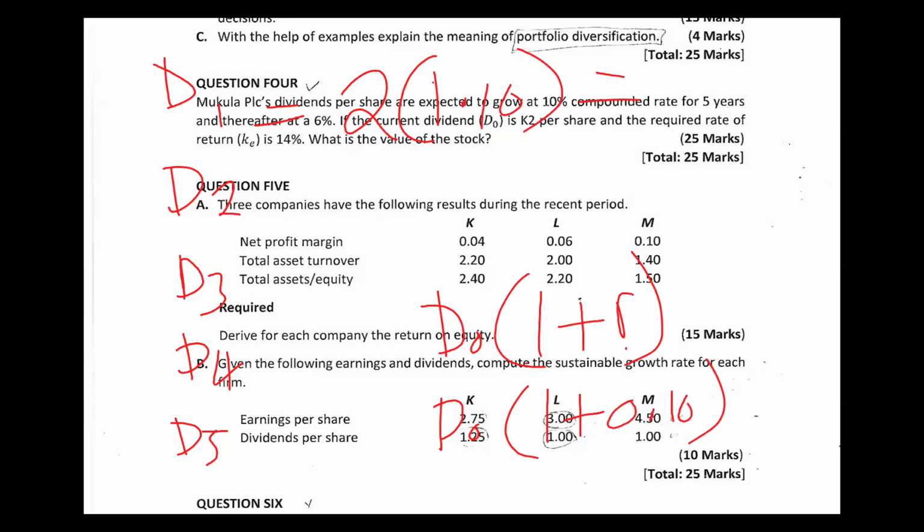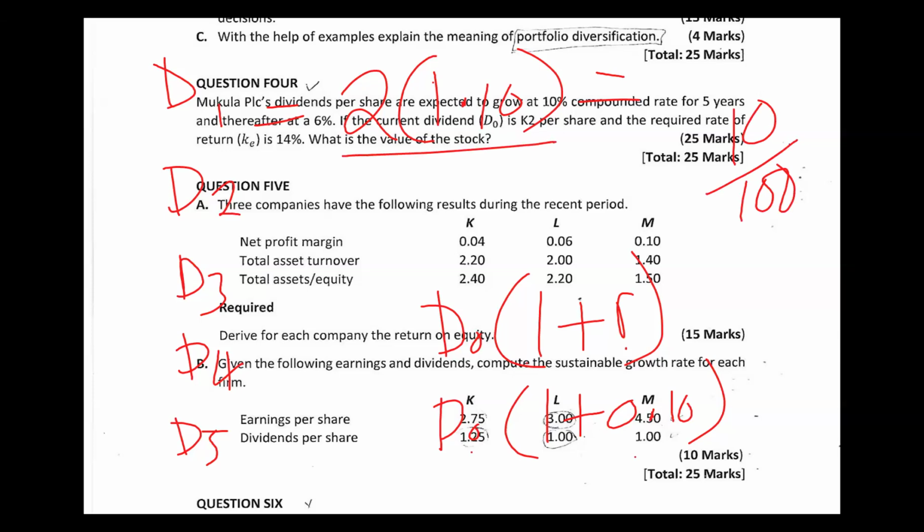Someone is asking, how did you find the 0.10? To convert 10% to decimal, just divide 10 by 100, right? 10 divided by 100 shall give you 0.10. That's the 10%. And then you add it like that. And your D naught is 2 kwacha. You have something like this.